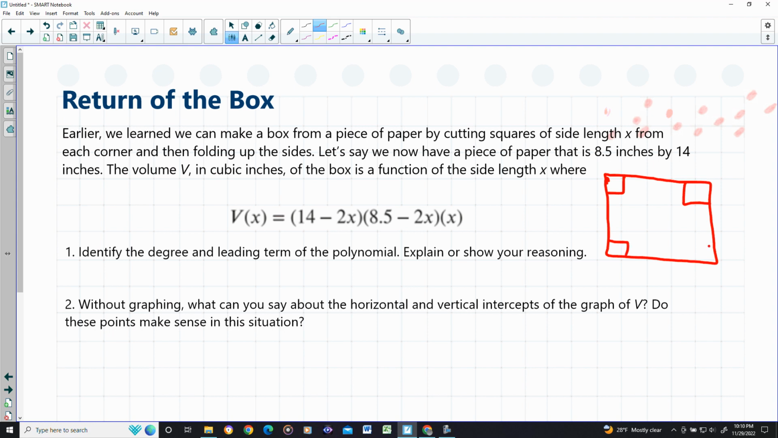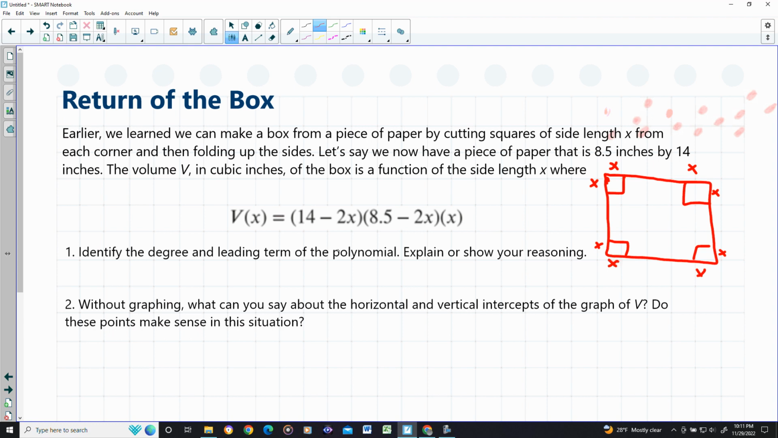So remember that the box was created by cutting squares out of the corners of pieces of paper, and that leaves these 4 flaps that can be folded up to form the sides of the box. Now, these 4 side lengths are x, right? X, X, X, X, X, X, X, X. That's a lot of x's. And then let's say we have a piece of paper that's 8.5 by 14. Okay. So the volume is given by this function here.